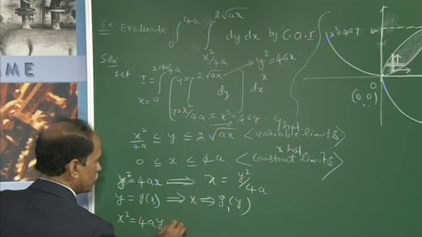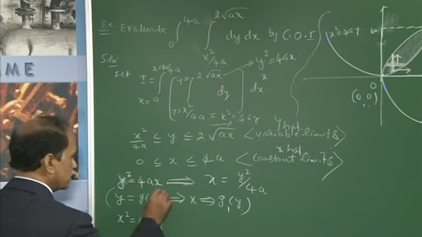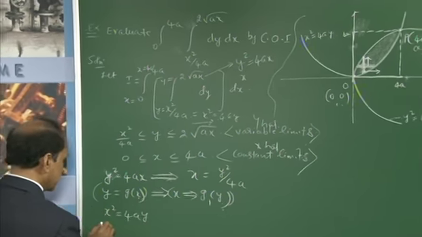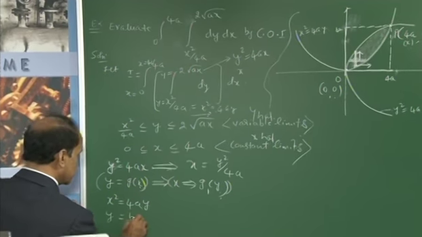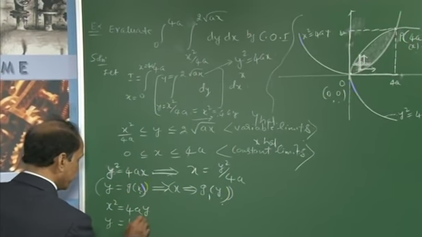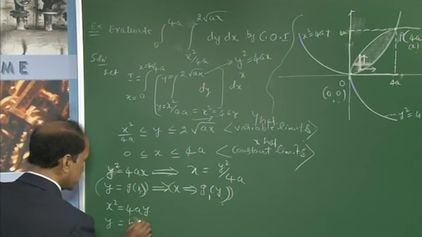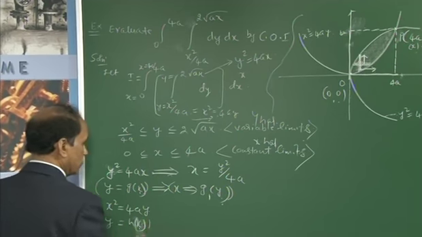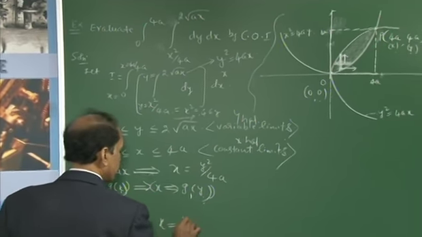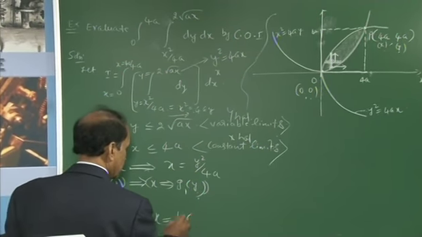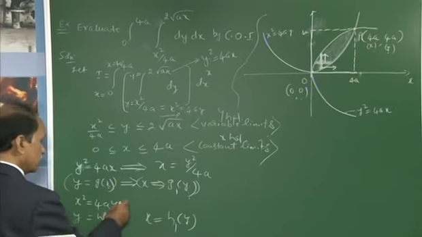x square is equal to 4ay. This indicates y is a function of x. Now x is a function of y. You are going to write.